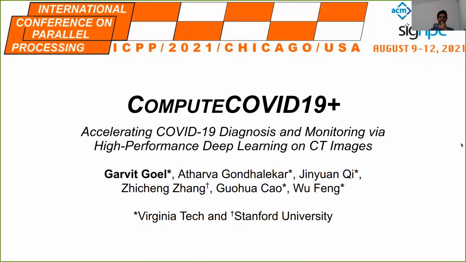Hello, my name is Garvit Goyal, and I'm going to present our work on accelerating COVID-19 diagnosis and monitoring via high-performance deep learning on CT images. The framework we developed is called ComputeCOVID19 Plus.